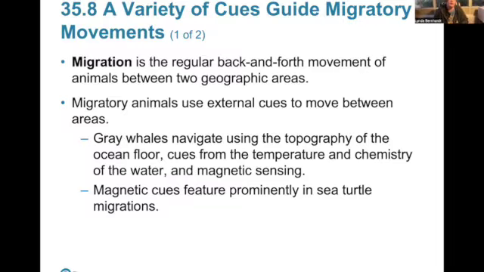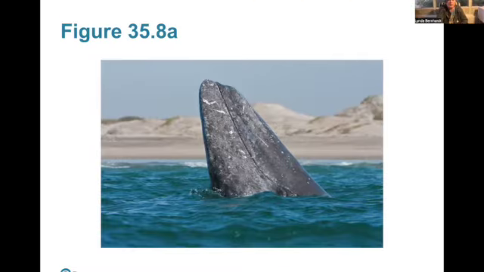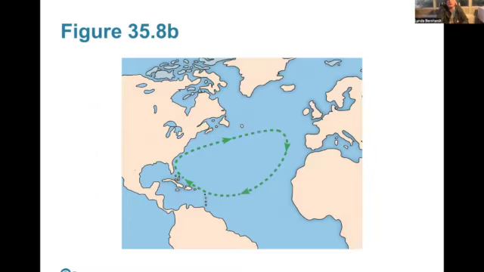Migration, regular back and forth movement of animals between two geographic areas. They tend to follow the external cues. So gray whales, I think we have a picture in a second. They're basically checking out what the bottom of the ocean floor looks like, the temperature, and magnetic fields and stuff like that. You also have elephants. They follow the same path. You have migratory birds, so basically they just know this is what we do. And there's the gray whale. This is showing you, I believe, how turtles do their whole path.